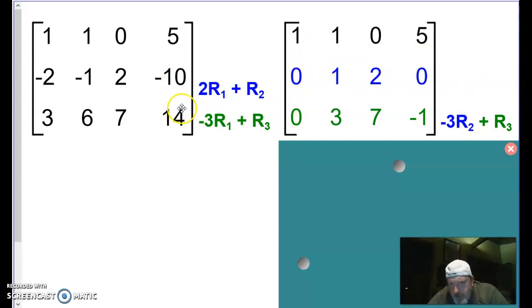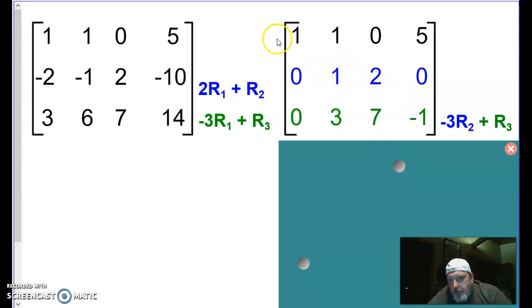And then the bottom one, we multiply the top by -3. -3 times 1, so -3 plus 3 is 0. Multiply this by -3, so -3 plus 6 is 3. -3 times 0 is 0, 0 plus 7. -3 times 5 is -15, plus 14 is -1. So again, we're almost there.